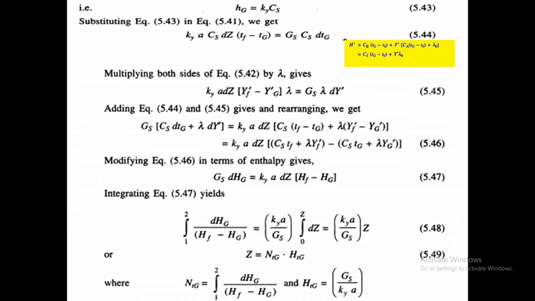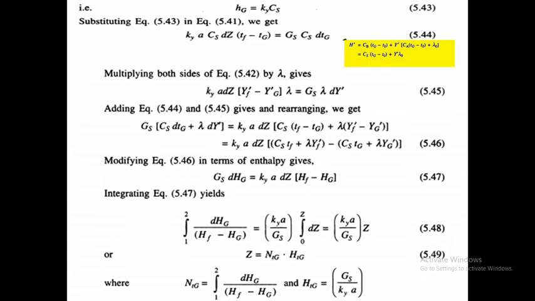Substituting equation 5.43 in equation 5.41. What is equation 5.41? Refer to the previous slide. Hg A into dz into (Tf minus Tg) is equal to Gs Cs into dTg.